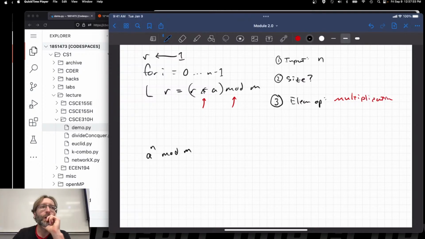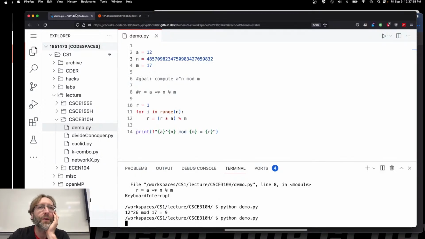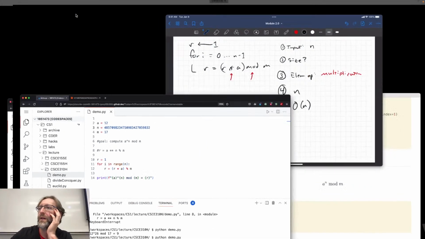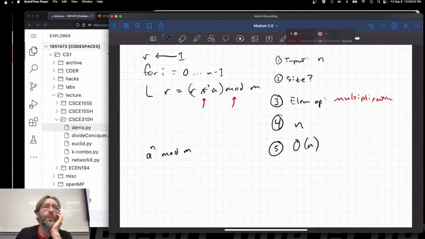So 4, how many times is it executed with respect to the input size? Well, how many times do we execute this loop? n times, right? So 5, naively, we would say that this is order n. It's linear, right? That's perfectly reasonable. Is it perfectly reasonable? It's been at least 2 minutes now. Let's find out why it's not perfectly reasonable.